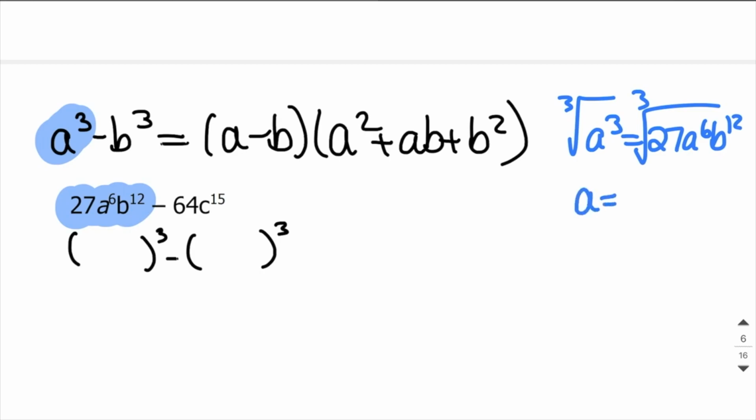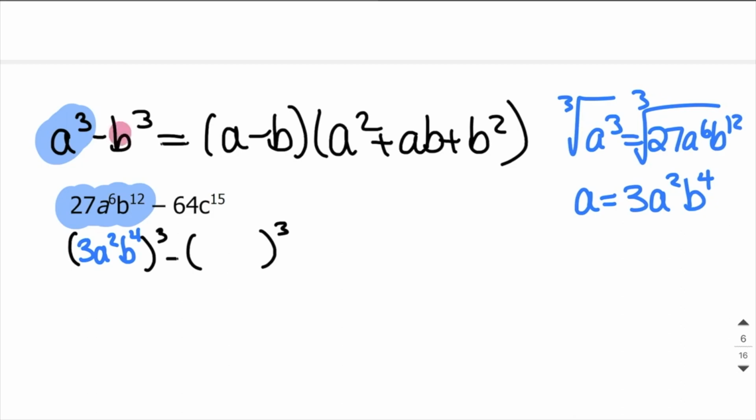So I end up getting a equals, the cube root of 27 is 3 because 3 times 3 times 3 is 27. Then I get a to the power of 2 because a to the power of 2 multiplied by itself 3 times gives me a to the power of 6. You can just divide this exponent by this root right here because this is always the denominator of your exponents. And then here I've got b to the power of 12, just divide that 12 by 3. So we know what a is. We know that this is 3a squared b to the power of 4, and that's being raised to the power of 3. Now let's figure out what the b is.